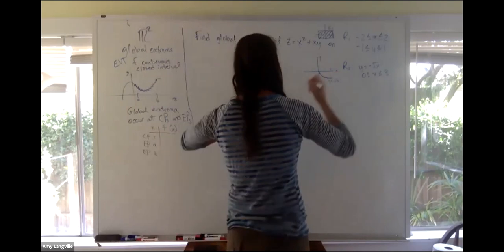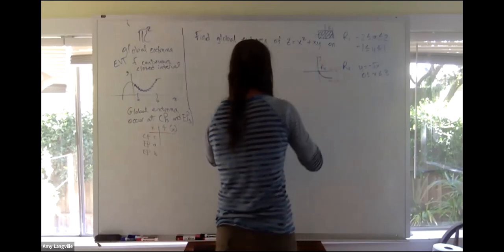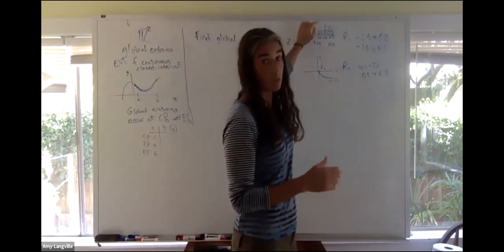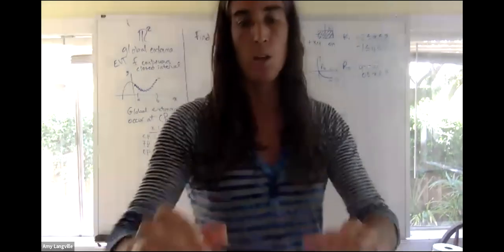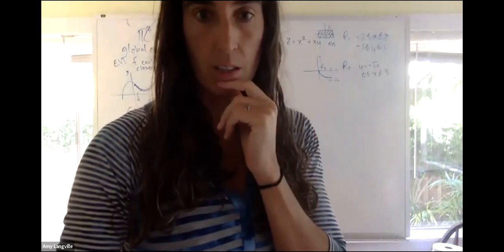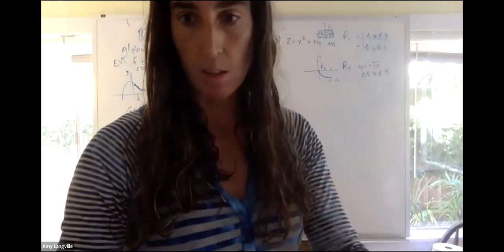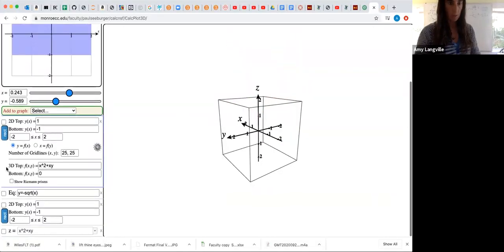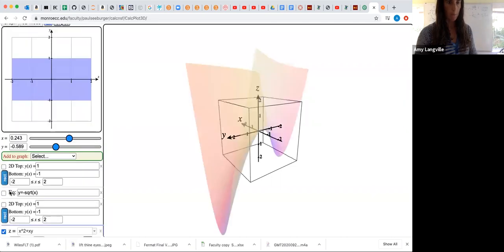So region 2 is quite a bit different from region 1. And because it's not 2-dimensional like this one is, we can't use that same feature in CalcPlot 3D, but we can still use CalcPlot 3D to look at it. So let's share the screen again, back to CalcPlot 3D.